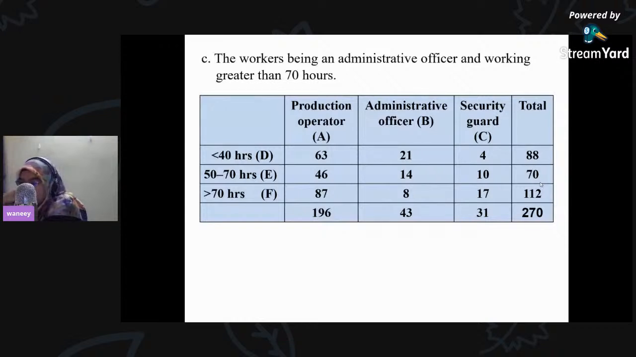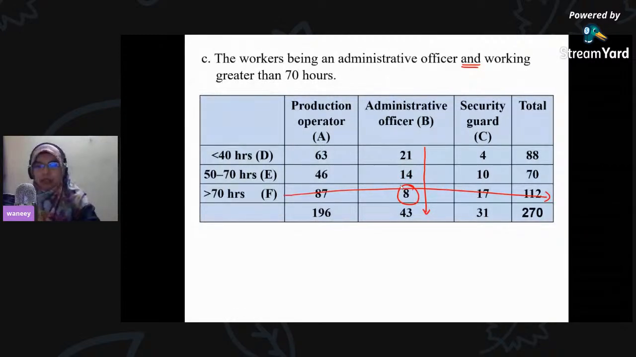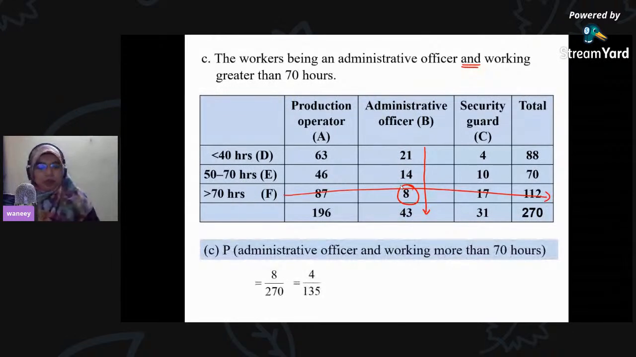4 over 135. Okay, so now let us check. So the worker needs to be an administrative officer and working greater than 70. So administrative officer is over here. Since we have "and", that means it should satisfy this one as well. Working more than 70. So they meet at 8. So we have 8 over 270. So it will be 4 over 135. So okay, good, you know how to read the table. Okay, next.